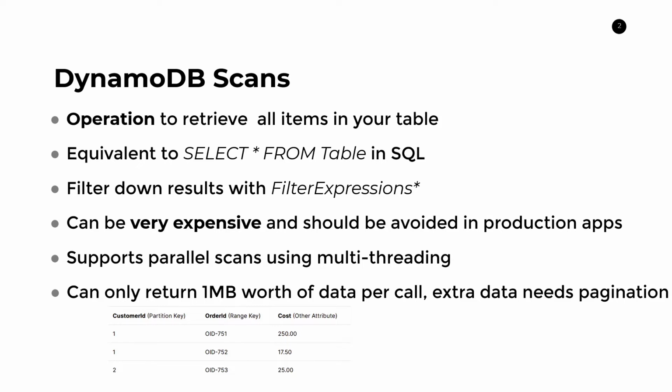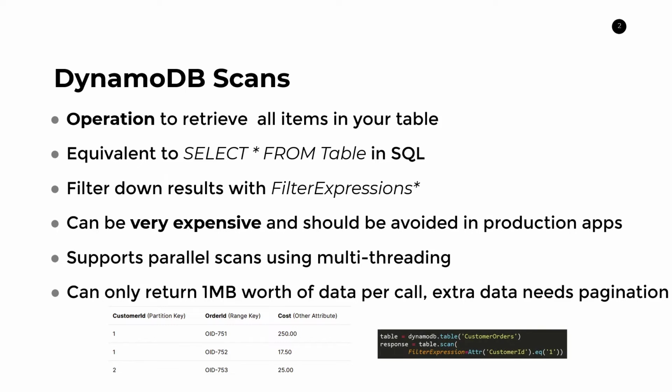So our partition key is customer ID, our range key, which is our second column, is order ID, and our third column is cost, which is just a general attribute about these particular orders. So if we did a basic scan on this example, it would return all of those three results back to us. However, I want to show you an example of what it looks like when applying a filter expression.